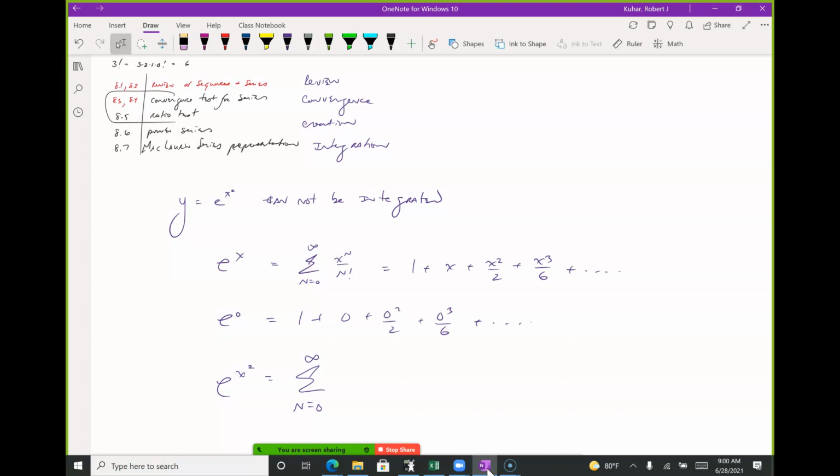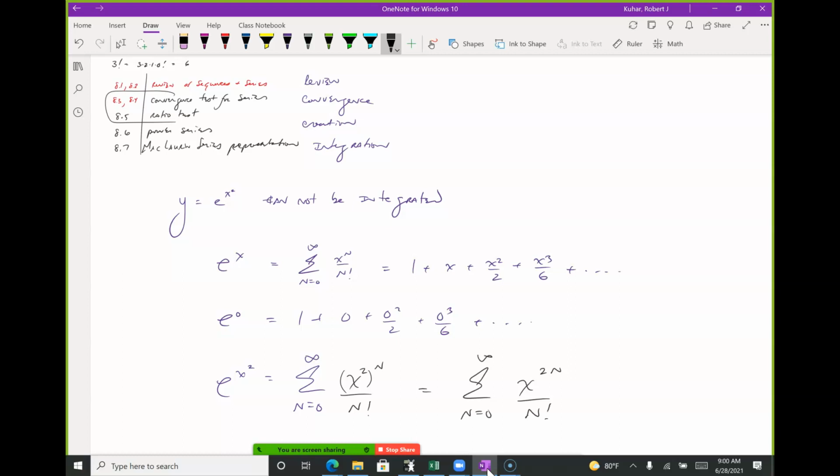You could express that as x to the n squared over n factorial. Exactly. You can just take the x and put in what I have now, which is x squared, and I still have it to the nth power. So now my series is n equals 0 to infinity of x to the 2n over n factorial.